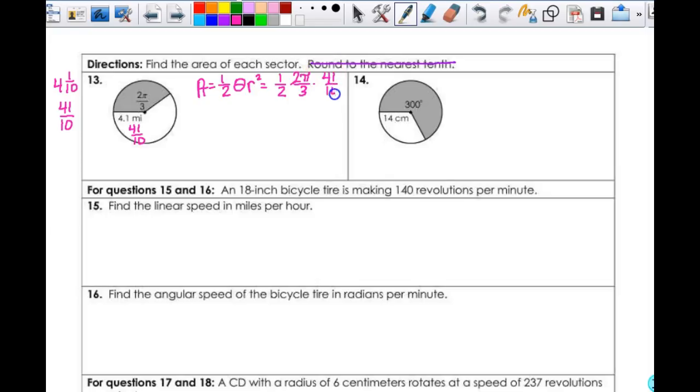(41 over 10, the whole thing squared). Okay, so the 2's, these will reduce out. 41, unfortunately, is a prime number, so it's not going to reduce with either one of these things.